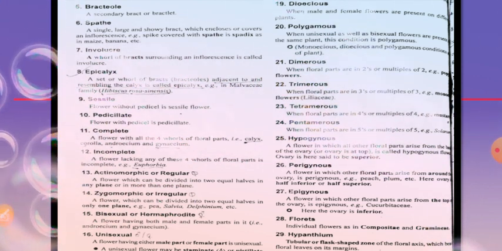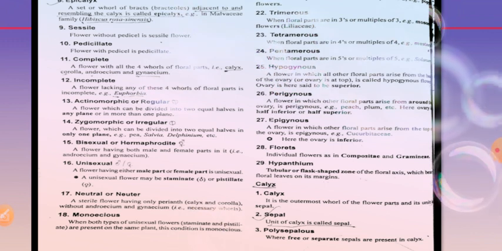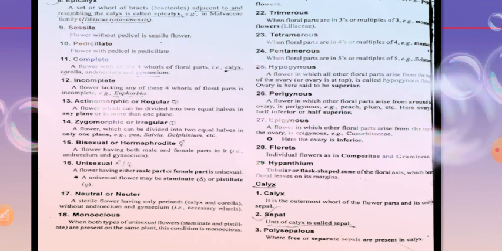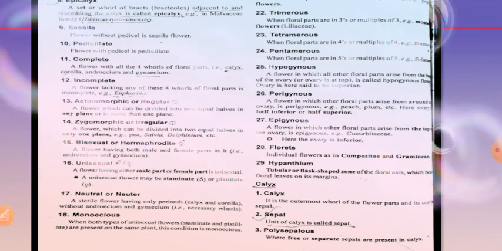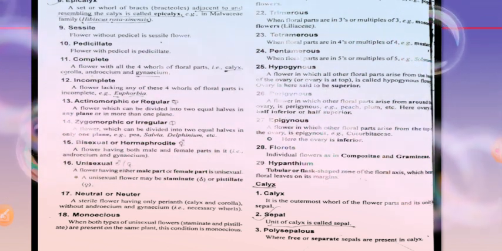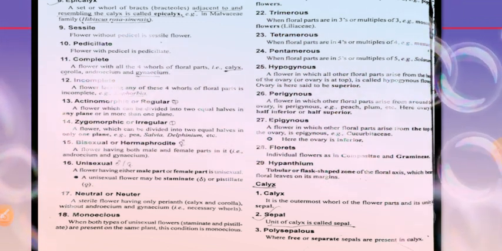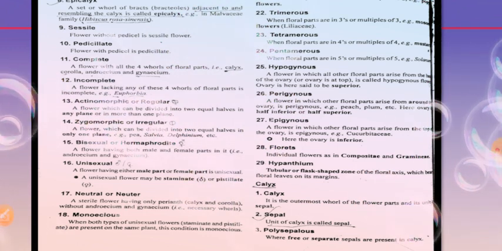Then complete flower. I have already told all of you that a complete flower consists of four whorls, that is the calyx, corolla, androecium, and gynoecium. It's known as the complete flower. In the case of an incomplete flower, one of the whorls is absent. Either the calyx, corolla, androecium, or gynoecium, any one is lacking in the flower, then this is known as the incomplete flower.